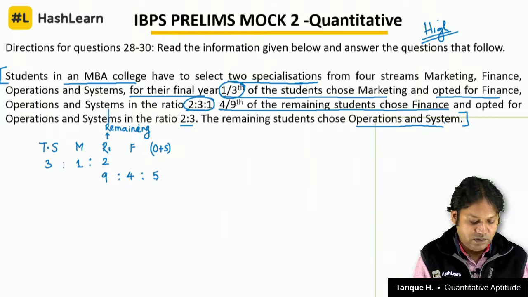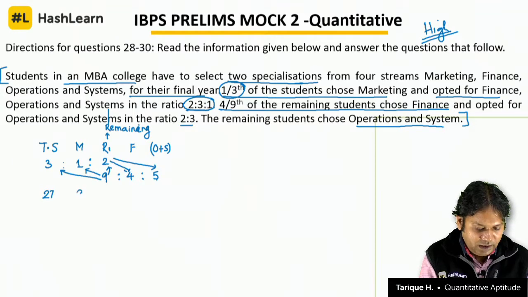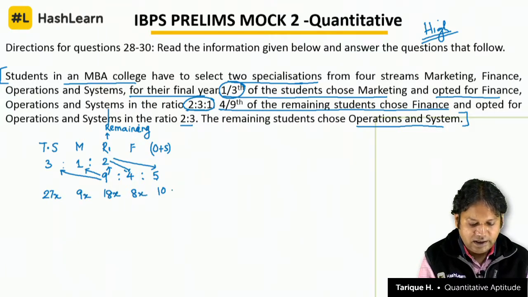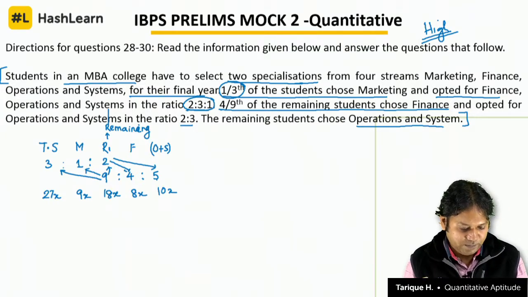So first scale these 2 ratios, multiplying using the scaling technique: 9 into 3, 9 into 1, 9 into 2, 2 into 4, and 2 into 5. This is the scaling method. So 27, 9, 18, 8, and 10. So we get 27x, 9x, 18x, 8x and 10x. So we multiply by x. Let's say the total students are 27x and so on.